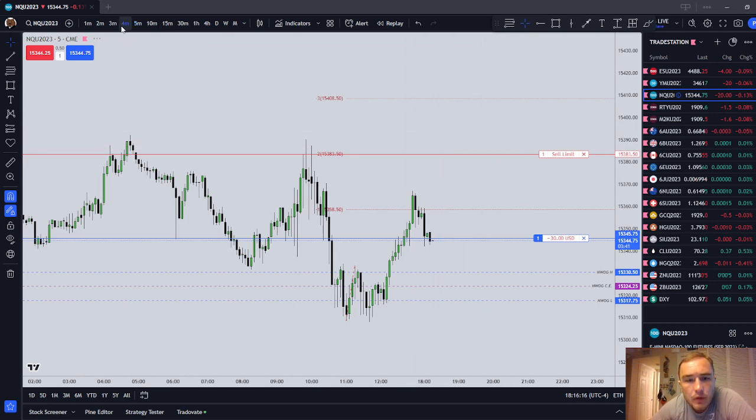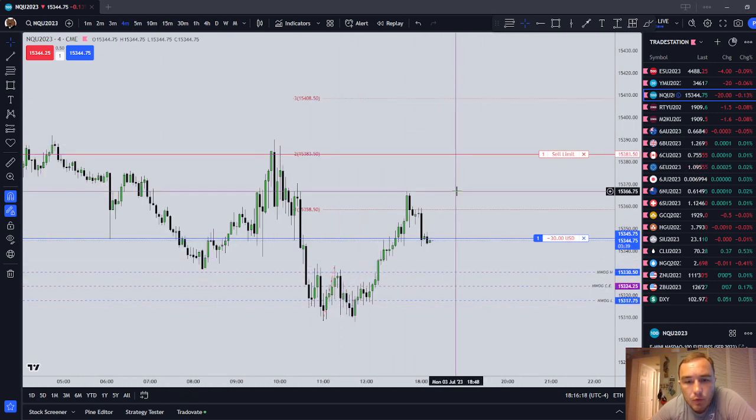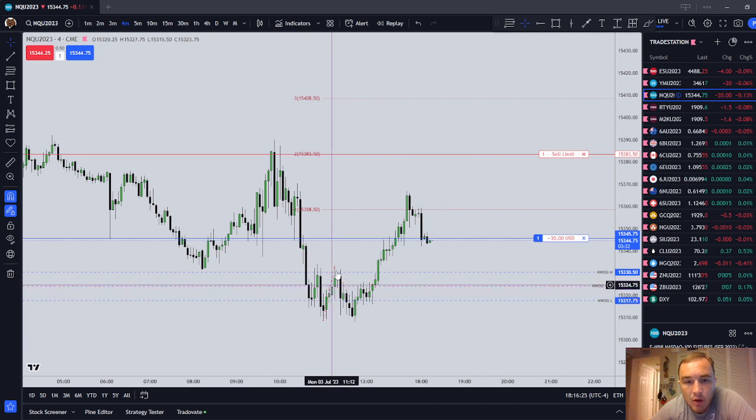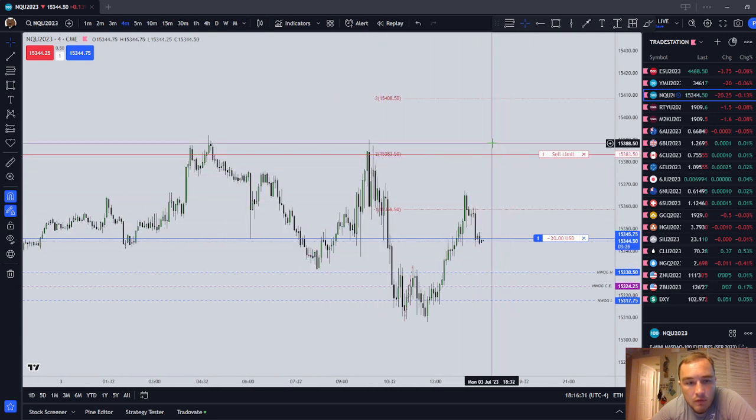So, looking for price to at least come up above our first high here, and then I'm going to aim for two standard deviations from this breaker, and that will take us near our New York AM high, and I think the price is going to want to make a run on that.